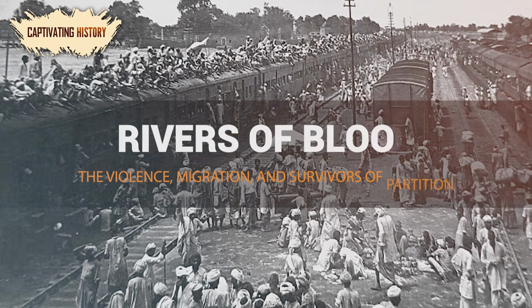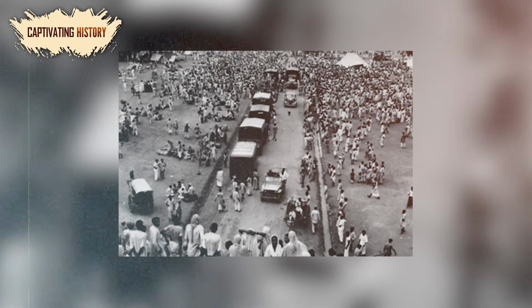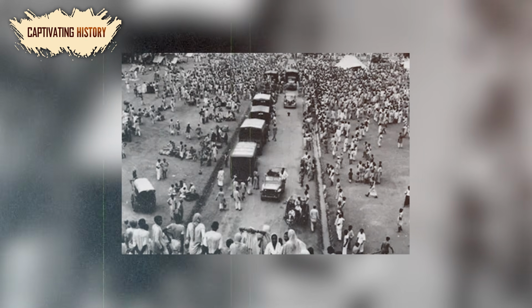Rivers of blood: the violence, migration, and survivors of partition. The ink on independence was barely dry when the exodus began. From Lahore to Amritsar, Dhaka to Calcutta, millions took to the roads, not in celebration, but in desperation. They packed their lives onto carts, trains, and their backs. Hindus and Sikhs fled Pakistan for India. Muslims fled India for Pakistan.